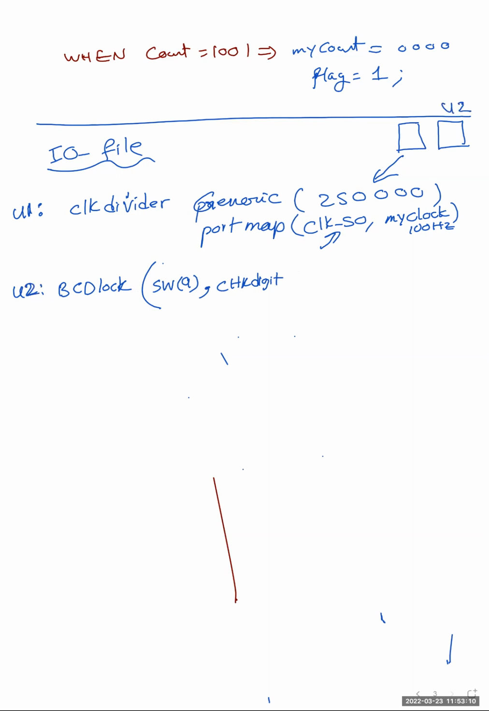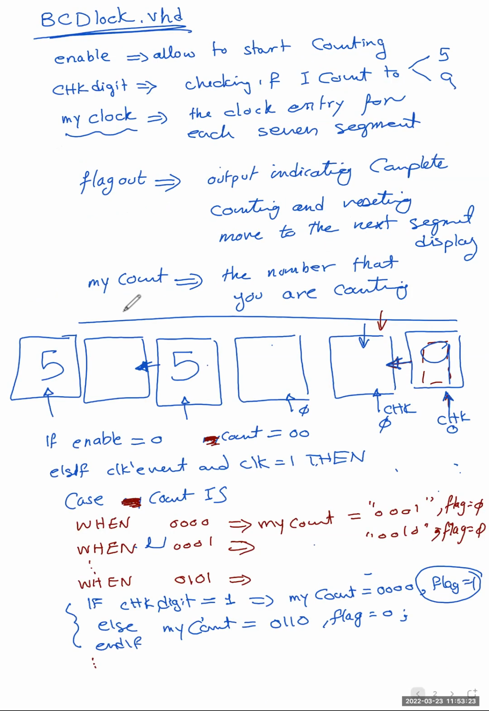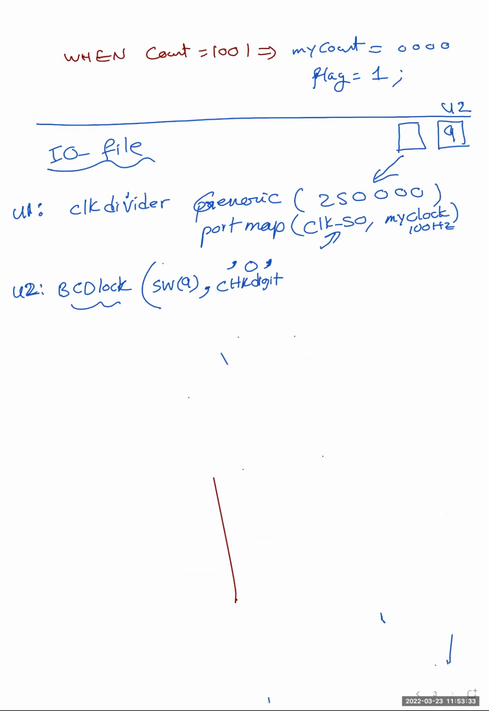Okay, it's going to be for this one. So for the check digit here, instead of putting the word check digit, I'm just going to plug in the number 0. So whenever it goes to the BCD lock code, it will check the digit here. If it's equal to 1, it means that I stop counting at 5. If it's not, I will continue counting all the way to 9. So I want to count all the way to 9 here, so I will make sure that my check digit is equal to 0.